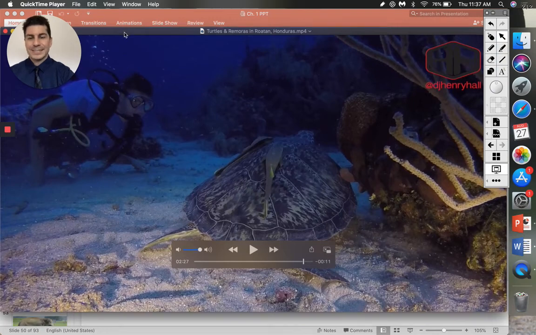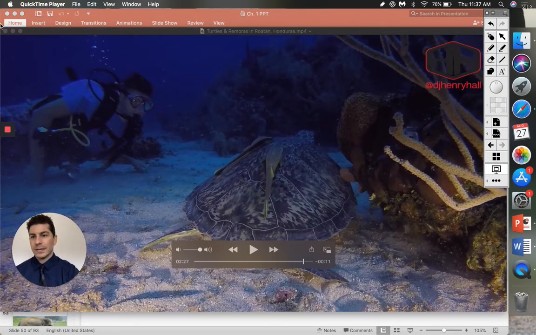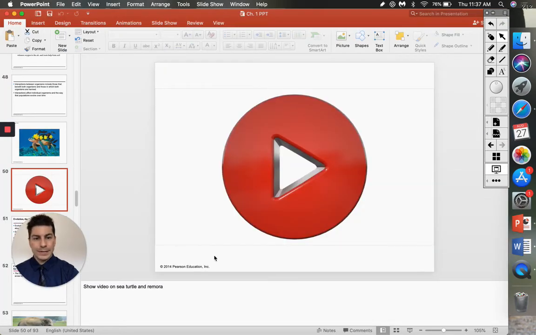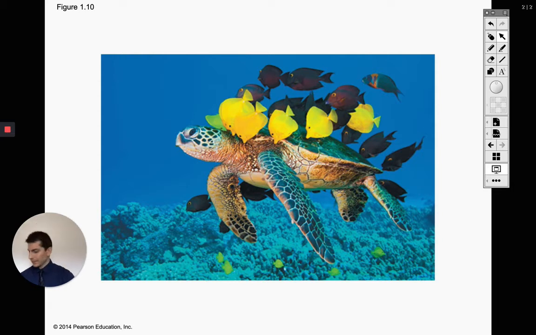So if you guys read the stuff in the video as it was going on, let me get back to our PowerPoint here. It was kind of cool because they have a symbiotic relationship between them, the sea turtle and the remora fish. And if you notice, the remora were underneath most of the time. They don't have a swim bladder, so it's hard for them to regulate their height in the water.